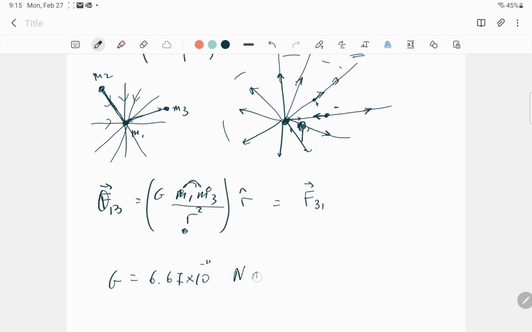So this is Newton meter squared over kilograms squared. That would be the unit for G.